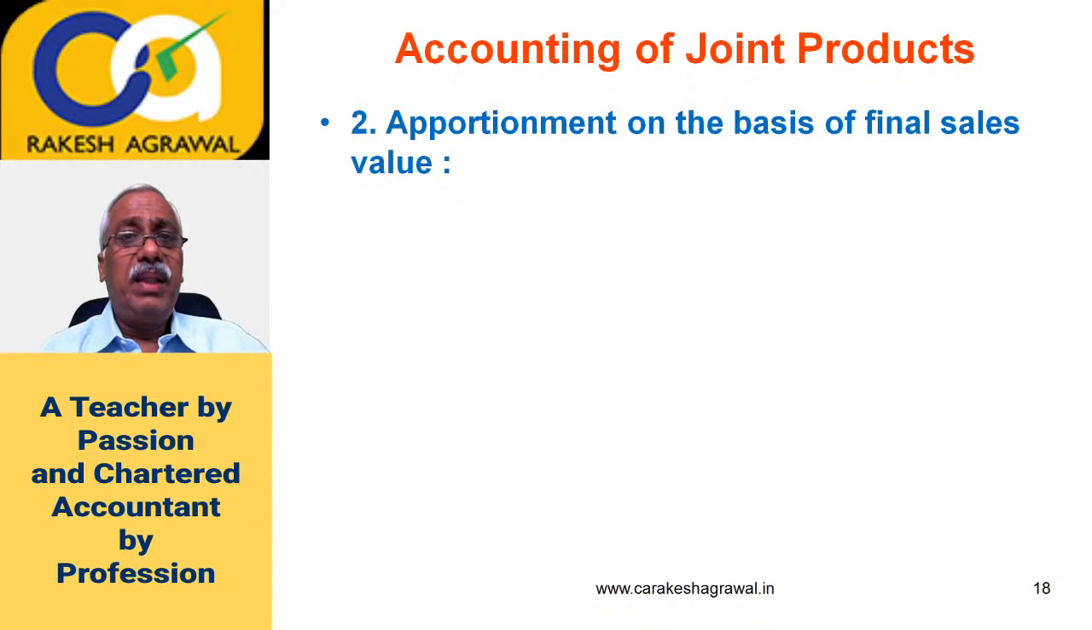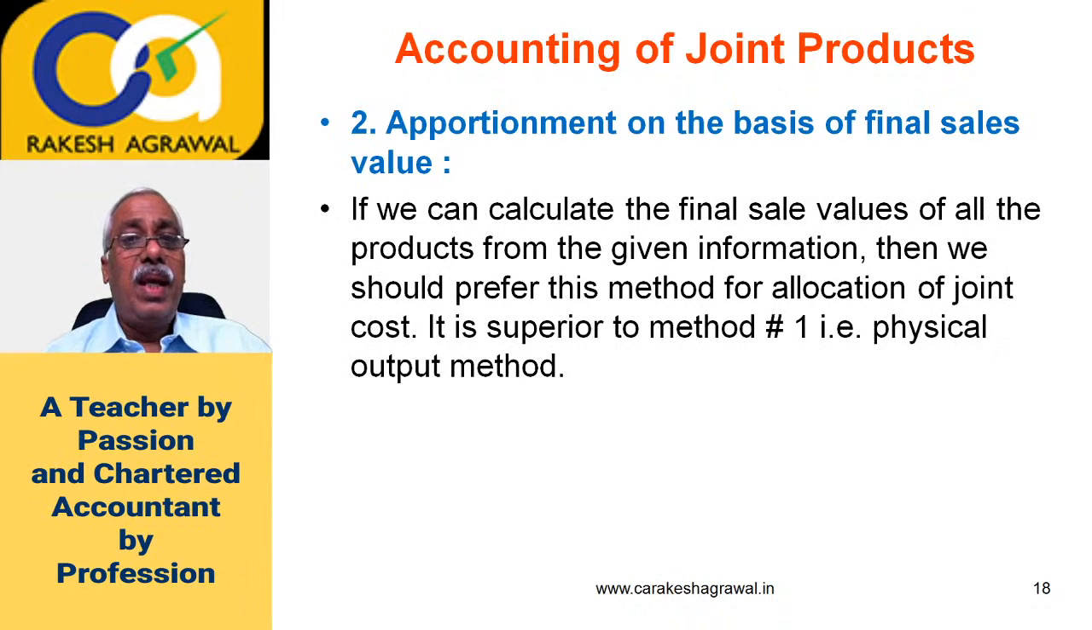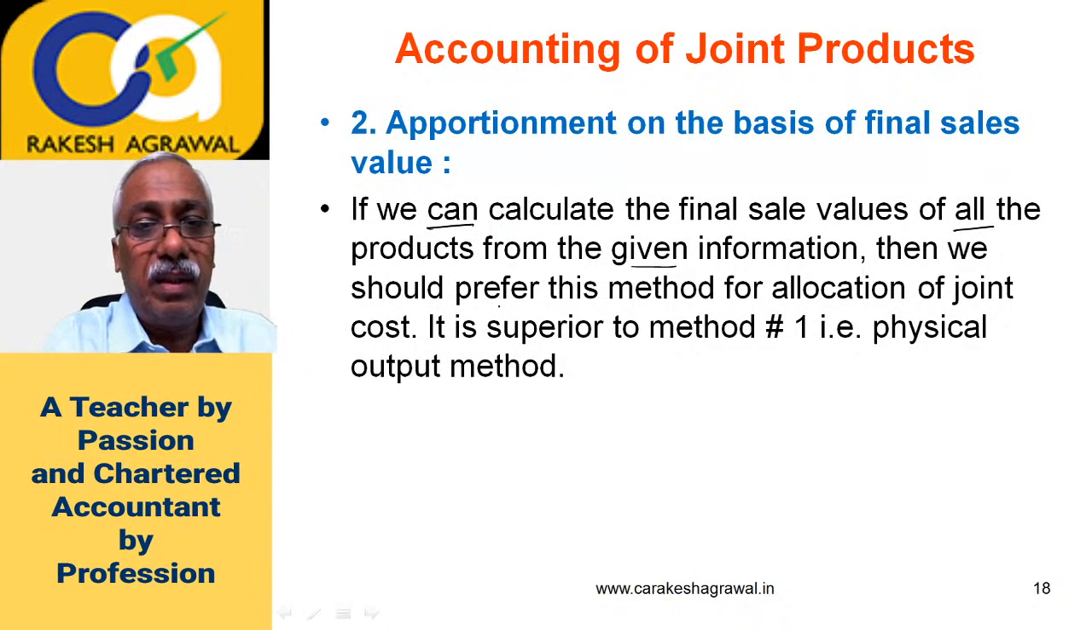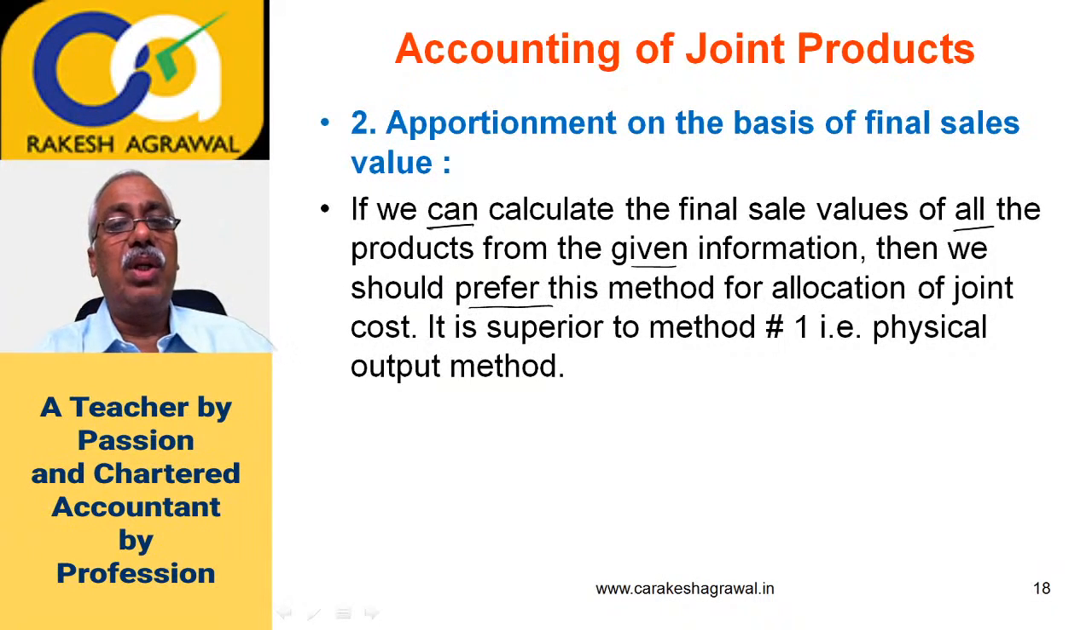So I am on the second method, apportionment on the basis of final sale value now. Final sale value method. If we can calculate the final sale values of all the products from the given information, then we should prefer this method of allocation of joint cost. It is definitely superior to the first method, that is the physical output method, which I have already explained to you.